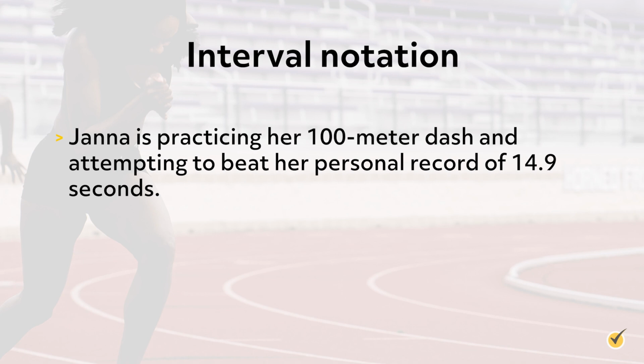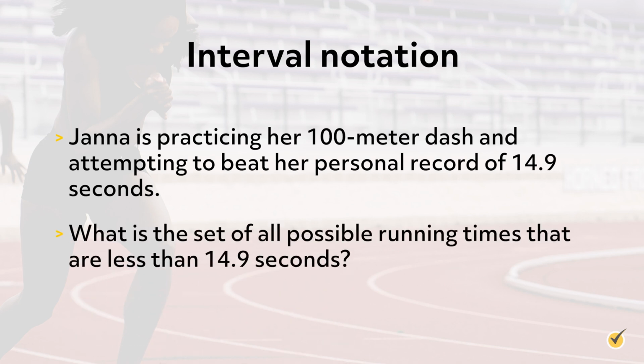Suppose Gina is practicing her 100-meter dash and attempting to beat her personal record of 14.9 seconds. What is the set of all possible running times that are less than 14.9 seconds? In this example, we again want to consider all real numbers in the interval, this time from 0 to 14.9. Let's make 0 the lower bound. We write it in the left position, followed by a comma, and 14.9 in the right position as the upper bound.